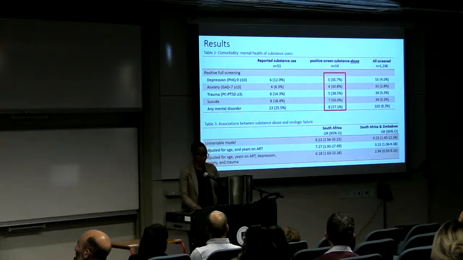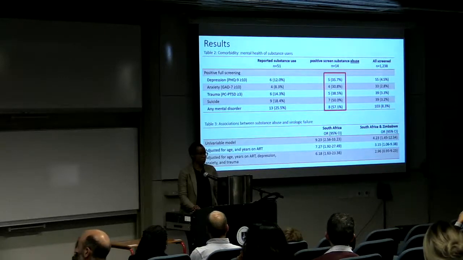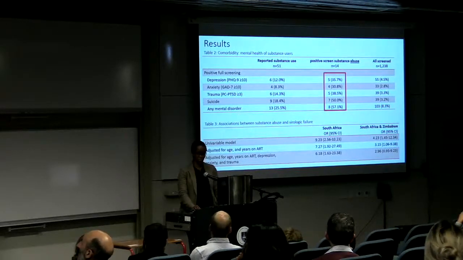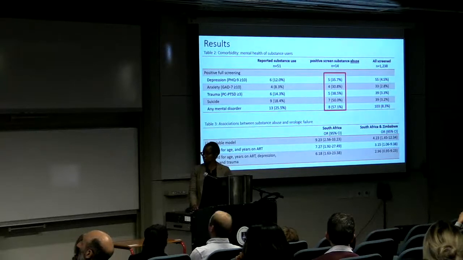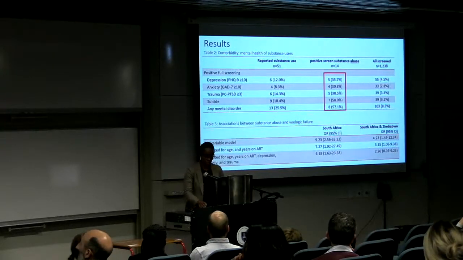So we did a further analysis to look at substance abuse and what it was associated with. And we see in our univariate model that there's a strong association of substance use and virological failure. And even in our adjusted models, there's still a strong association. We do acknowledge and note that the sample size was very small. There were 14 participants in this sample.